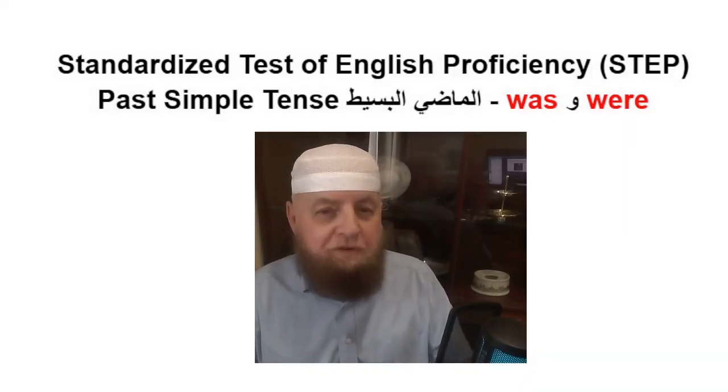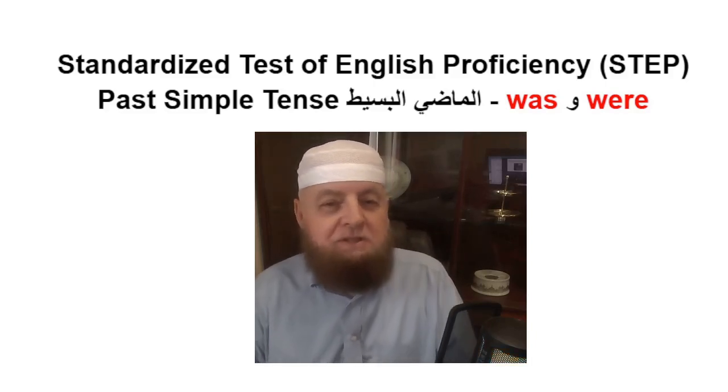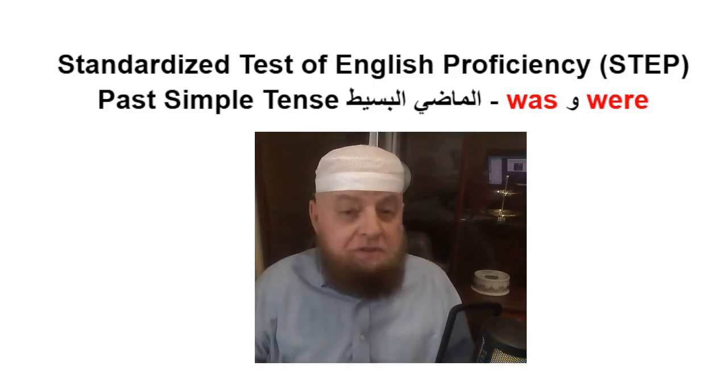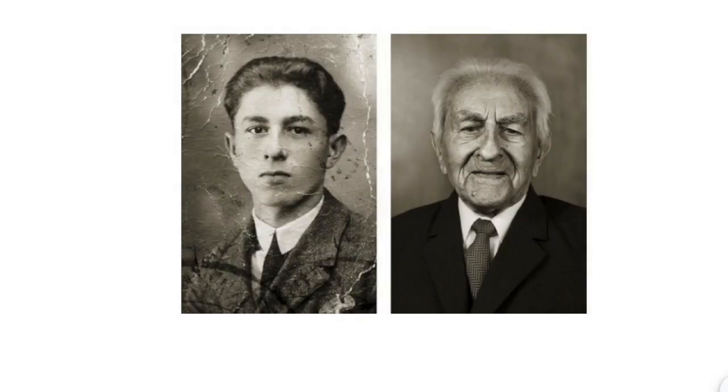Standardized Test of English Proficiency, STEP. Past simple tense, using was and were. What can you see in the two pictures? On the left, there is a young man. On the right, there is an old man. In fact, this is the same man. The first picture on the left is a picture of when he was young. On the right is a picture of the same man today.